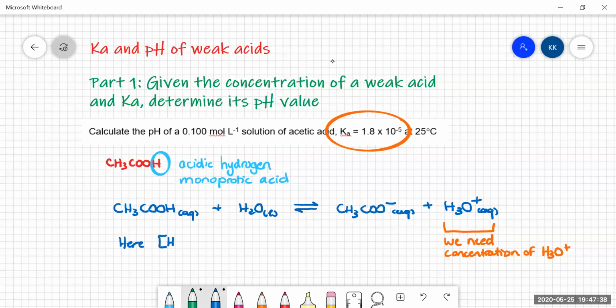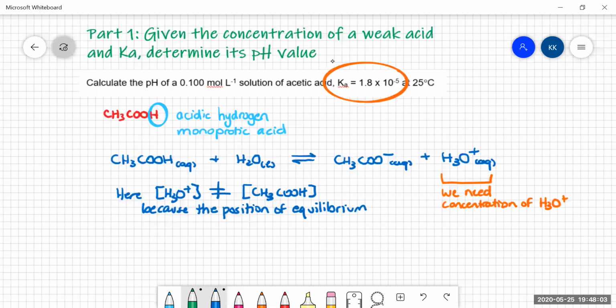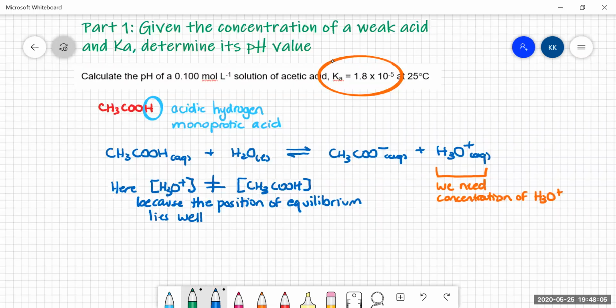So here, our concentration of hydronium ions is not equal to our concentration of acetic acid, because it's only partly ionized. The position of equilibrium lies well to the left, and we know that because Ka is so small. So we're going to need a different method for doing this type of calculation.